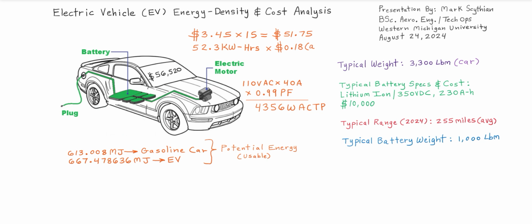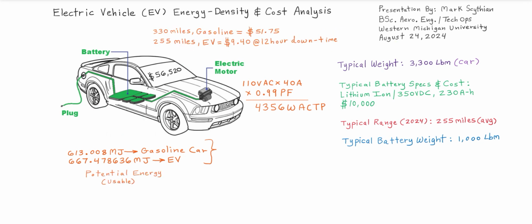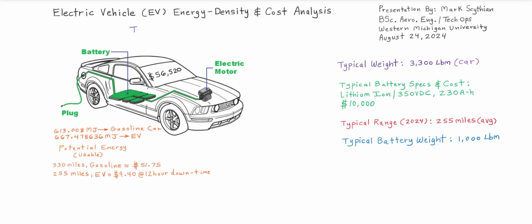52.3 kilowatt hours at 18 cents per kilowatt hour on average in the United States in the year 2024. So that will cost $9.40 to recharge the EV plus 12 hours of downtime, whereas it will cost $51.75 to fill up the gasoline automobile's tank and about 3 to 4 minutes of downtime. So we have the charge maintenance differential replenishing the PE, or the potential energy. So we have to take that into consideration.